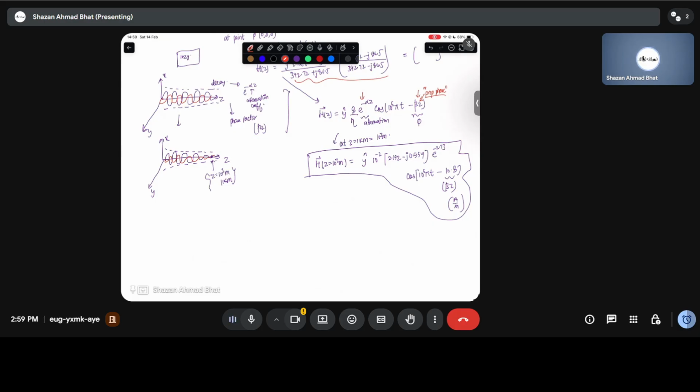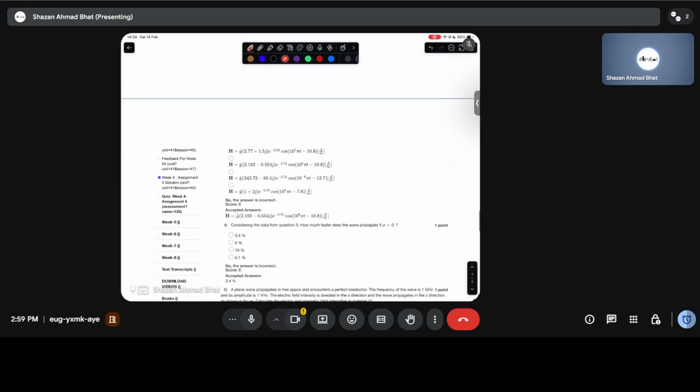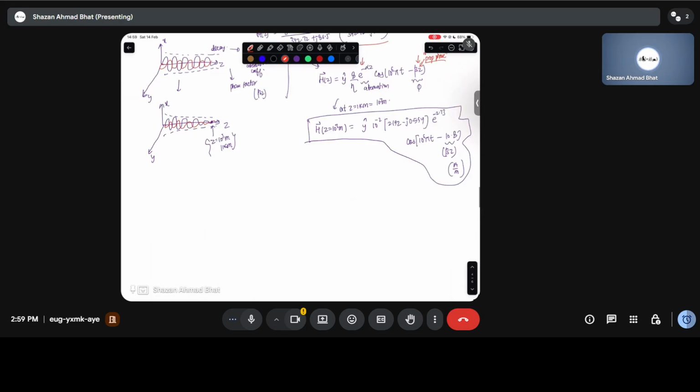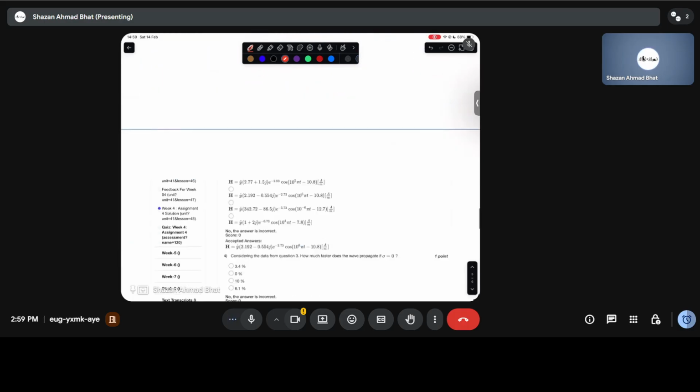Okay, now moving on to another question. So what will be the answer of this? It will be 2.192. So this will be the answer of this question. This is exactly the answer of this question.